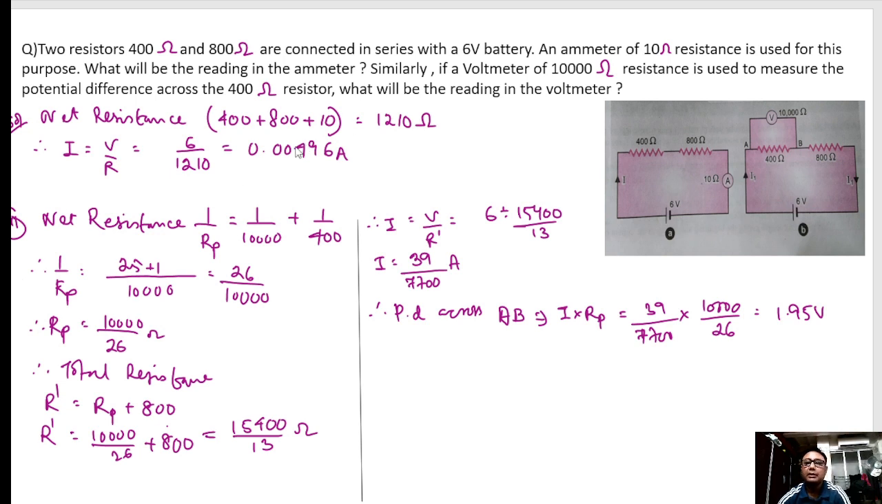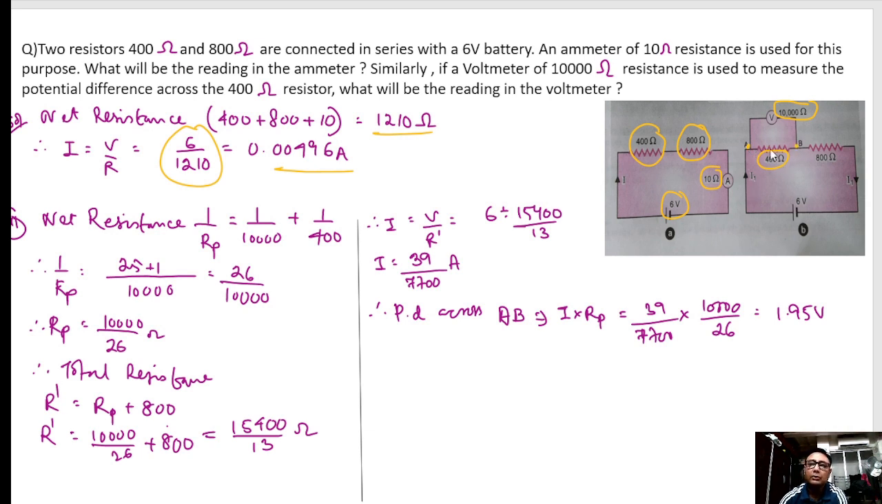Now see friends, here there are two resistors, 400 ohms and 800 ohms, connected to an ammeter of 10 ohms. So what is the total resistance? 1210 total resistance. So what is the current flowing due to the 6 volt? V by R, this. Now they are telling that if you connect a voltmeter of 10,000 ohm here across 400, okay, what is the potential across A and B?